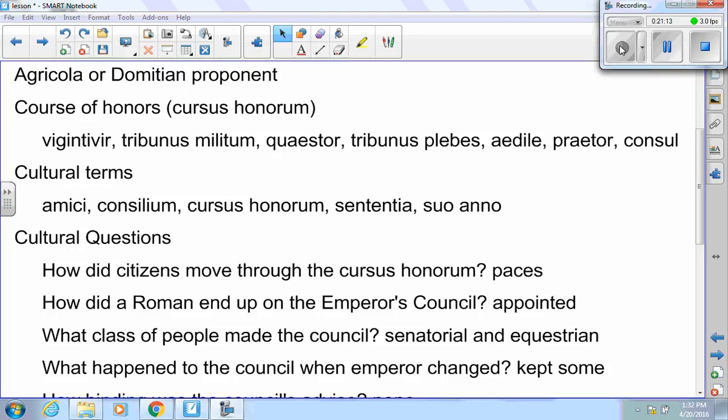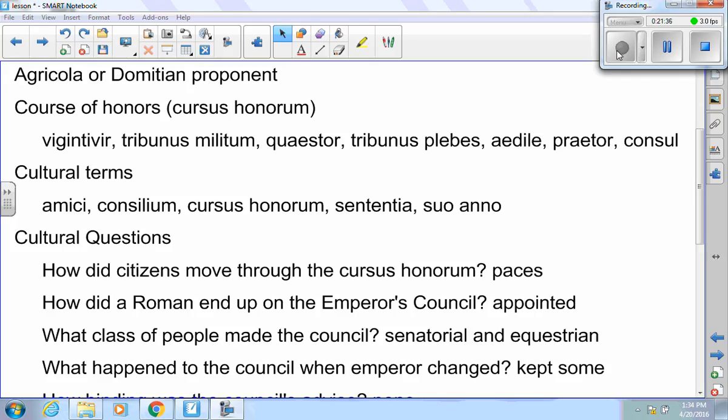Based off of the stories that you've read, they're going to ask you whether or not somebody is in support of Agricola or in support of Domitian by whatever they're saying. So if they say, hey, we need to stay in Ireland, we need to go to Ireland and beat up everybody, that would be in support of Agricola. If they're like, no, we need to bring him home, we don't want him to have too much power, that would be Domitian.